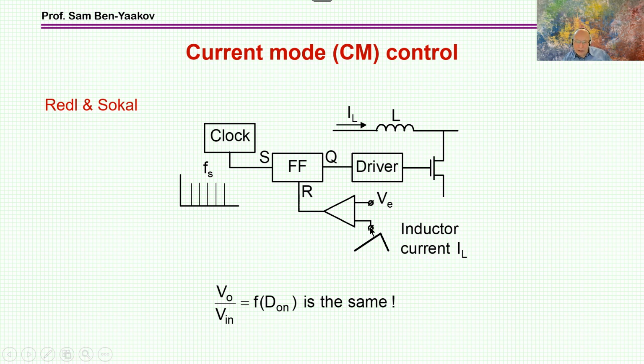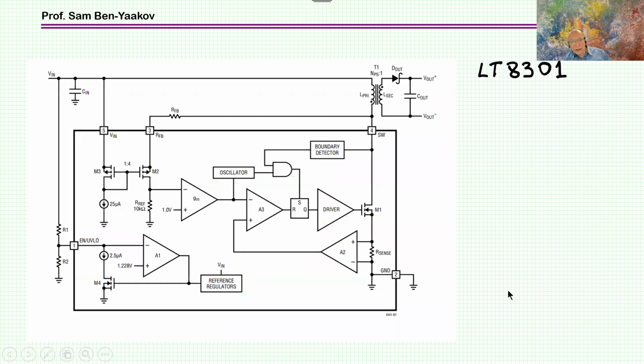So it's a different scheme of modulation. It's not like a triangular wave comparing it to the voltage, but it starts with the clock, setting the flip-flop. This will be the beginning of the pulse, and the end of the pulse is when the current is hitting this value.